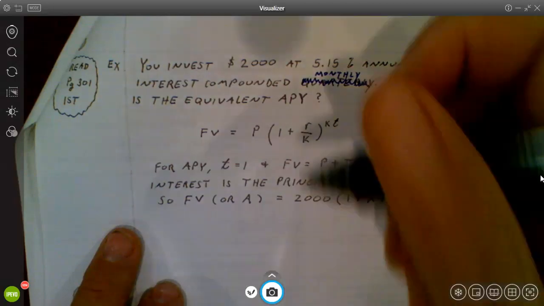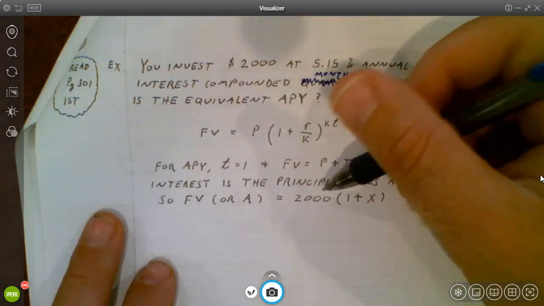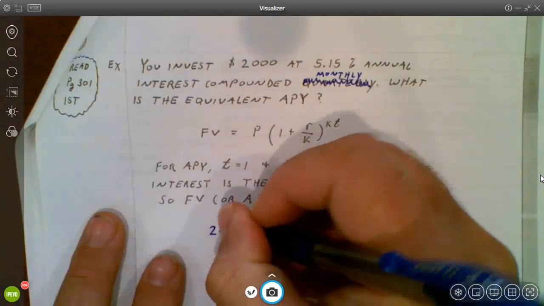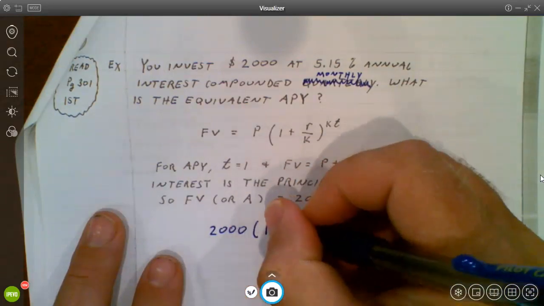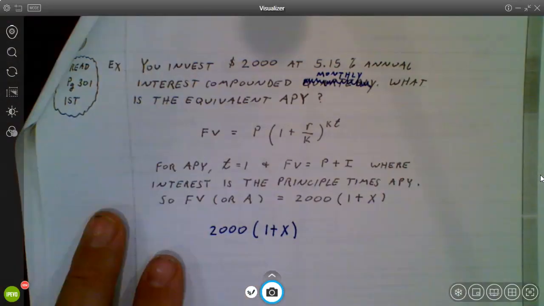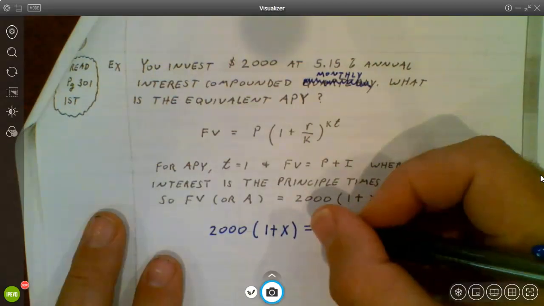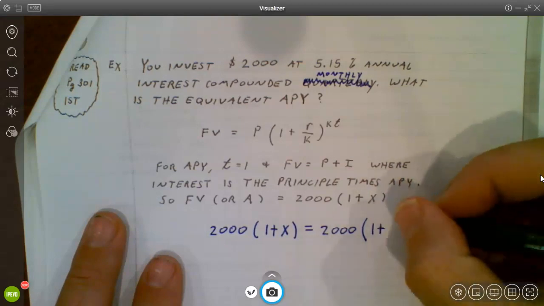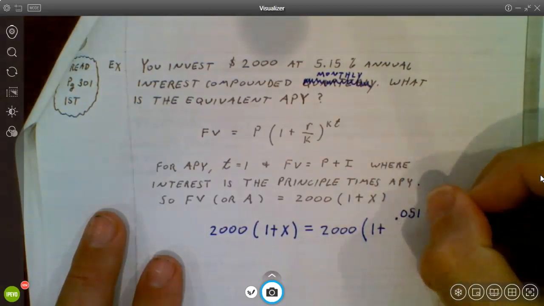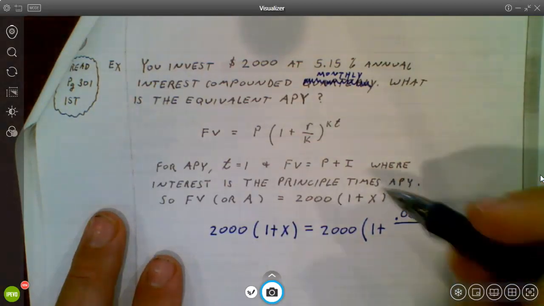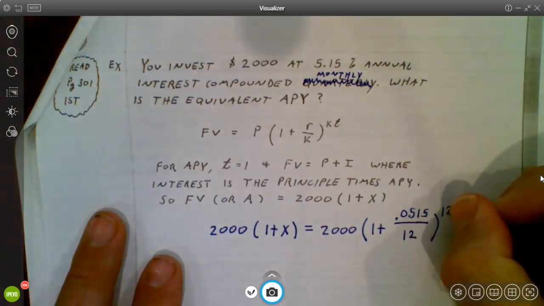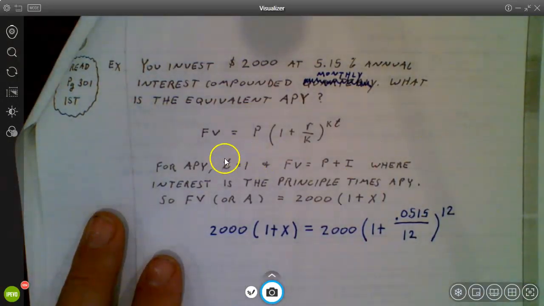to figure this out. So that future value, I got my principal times 1 plus X. So it looks like that on the left side. That's our future value. On the right side, I have my initial $2,000. We have our rate being offered. If we change this to monthly, my K is now 12. So he's a 12 and he's a 12. We leave T as 1 for what we just talked about.